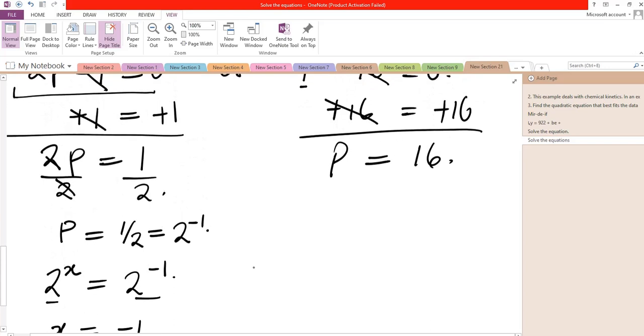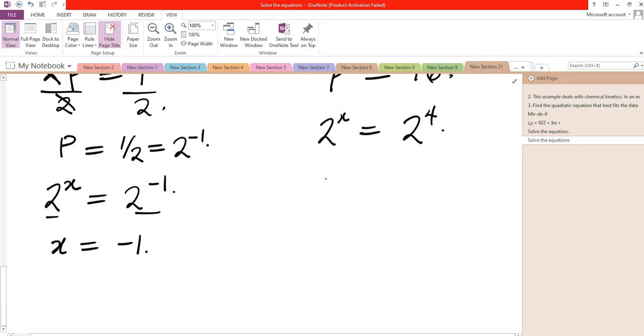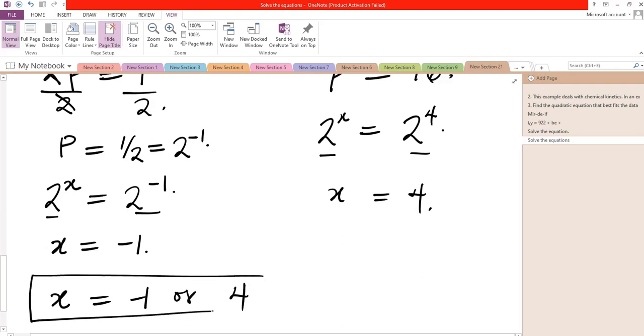Now p is the same thing as 2 raised to the power x, and 16 is the same thing as 2 raised to the power 4. Since the bases are the same, x is equal to 4. So that means the final answer is x is equal to minus 1 or 4. This is the final answer.